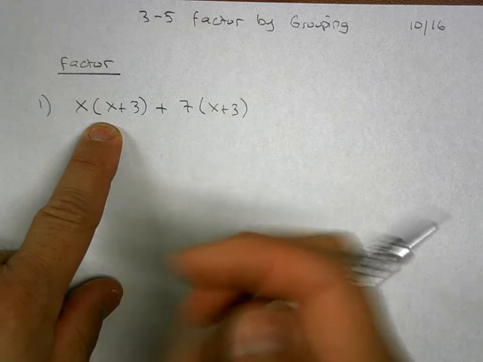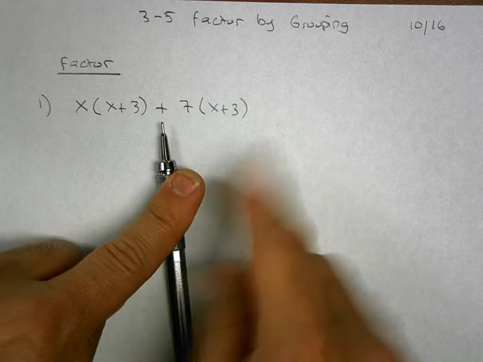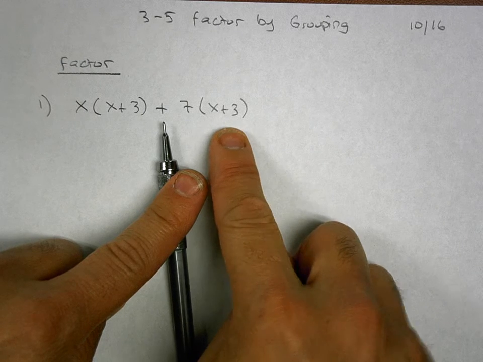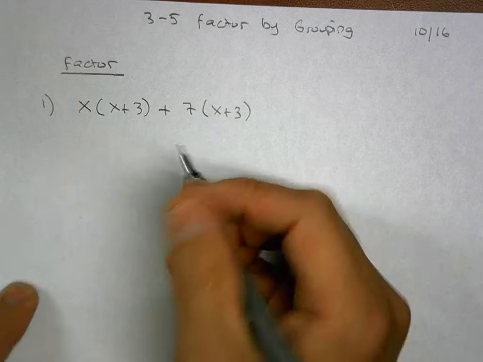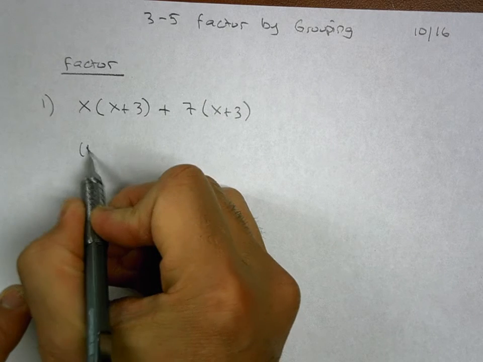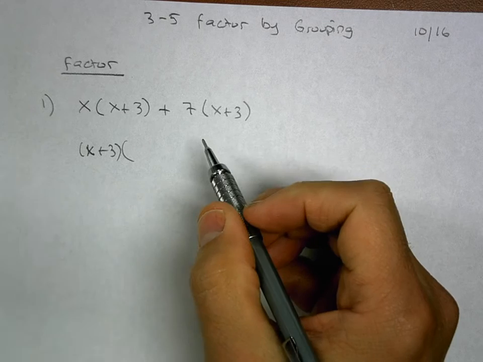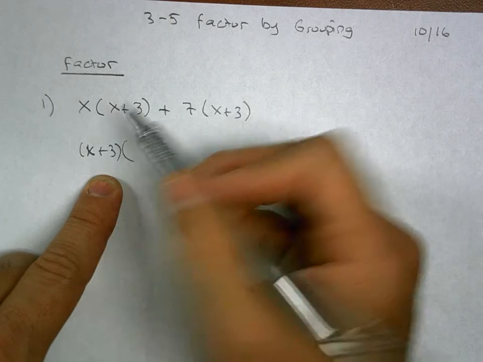We have two terms. Terms are separated by plus and minus. We have this term over here, and we've got this term over there. If there's something common, we take it out. So x plus 3 is a GCF, so we'll take that out. Okay, excellent. So x plus 3 is what we take out, and we know how to take that out. Now we put back in what we took out.